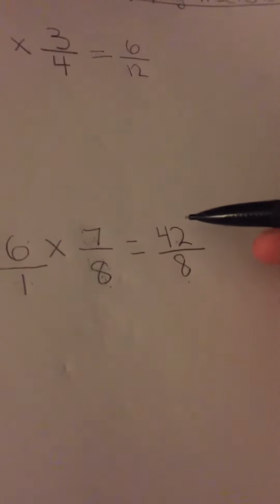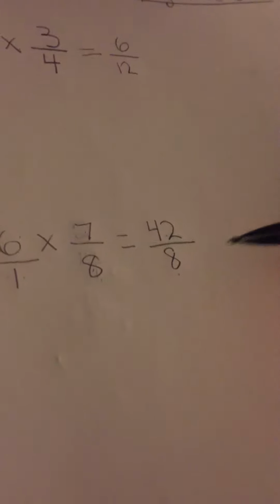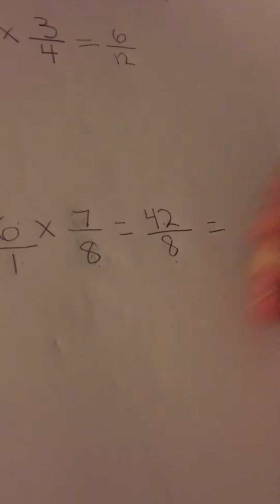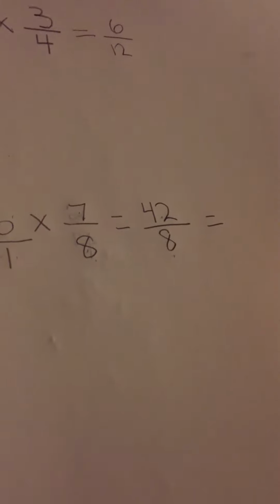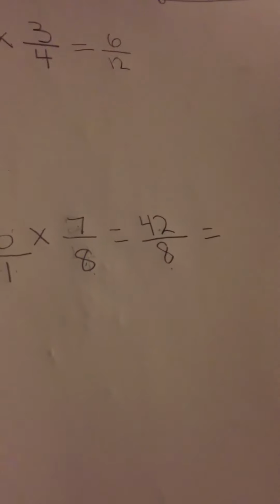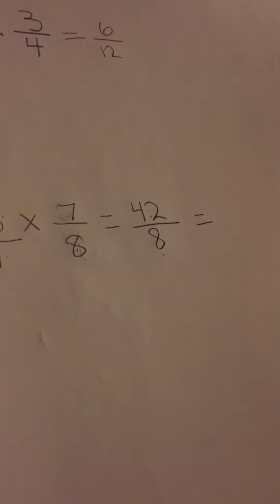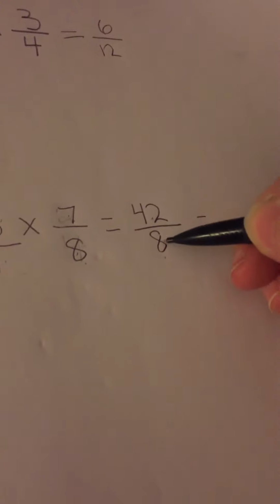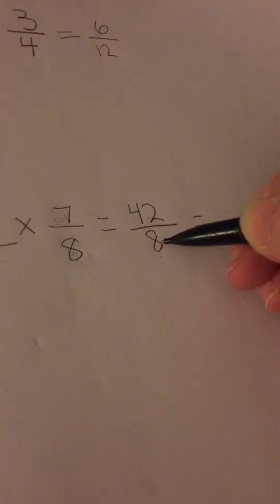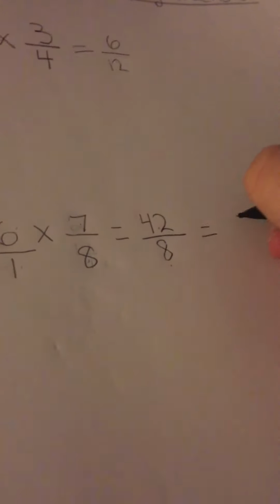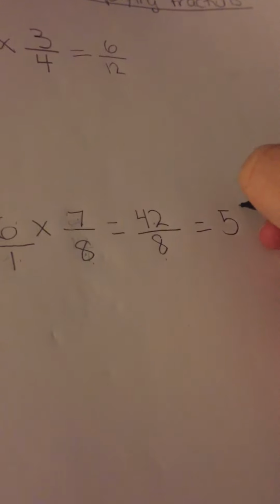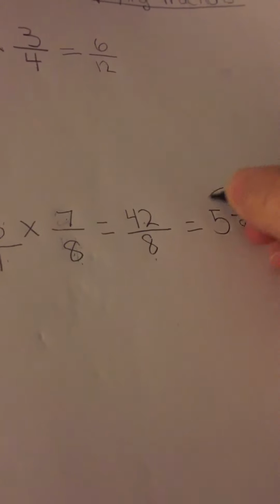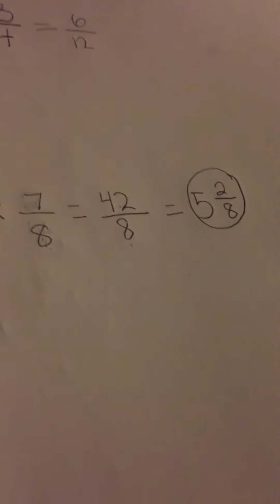And to finalize our problem, 42/8 is an improper fraction. Anytime we get an improper fraction, we need to convert it into a mixed number. You can refer to my conversion video if you're unsure on the steps of this. We would do 42 divided by 8. 8 can go into 42 5 times with a remainder of 2. Denominator remains the same, so my final answer is 5 2/8.